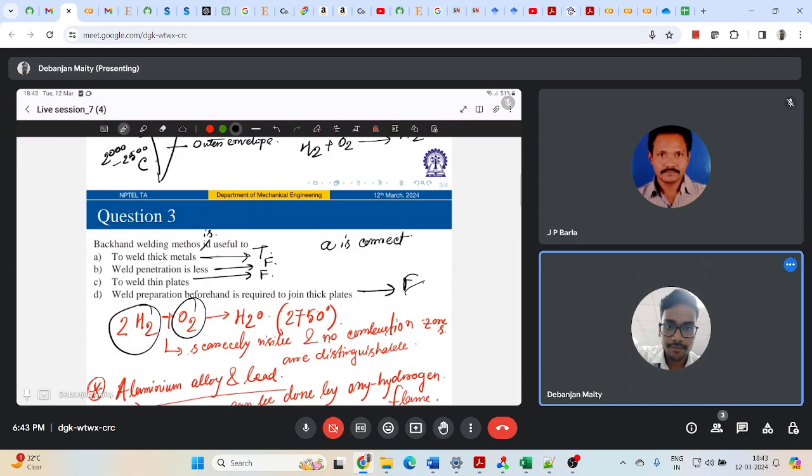So basically, oxyacetylene is generally used in gas welding. Oxyacetylene welding is not recommended for welding of reactive metals, right? Such as titanium or zirconium. Those kinds of metals are reactive in nature, right? So for those reactive metals, oxyacetylene should not be used.